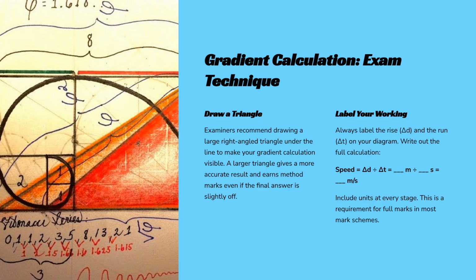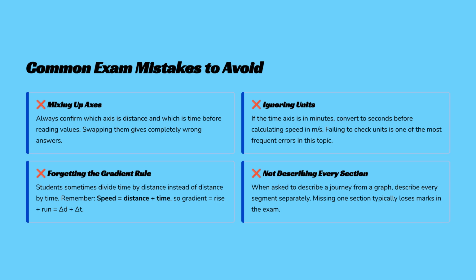When in an exam, draw a large right-angled triangle under your line. This makes your gradient calculation clear and helps you earn method marks, even if your final result is slightly off. Avoid these common traps. Don't mix up your axes.